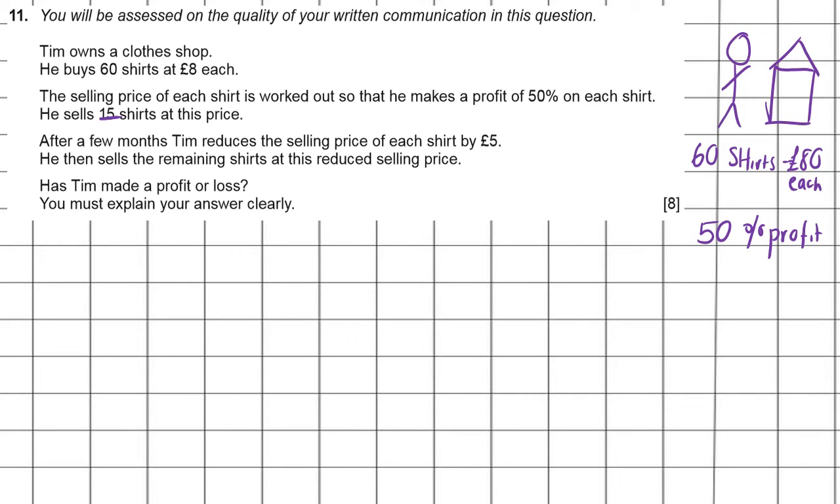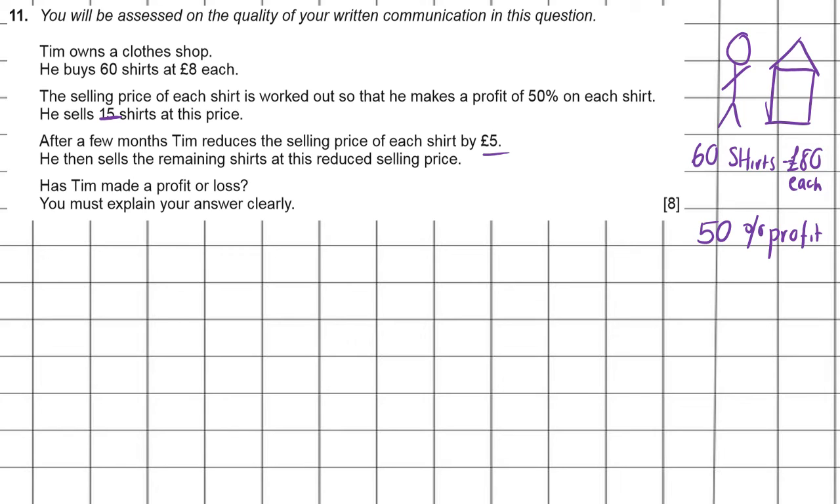And he sells 15 shirts. After a few months, Tim reduces the selling price of each shirt by £5. He then sells the remaining shirts at this reduced selling price. Has Tim made a profit or loss? You must explain your answer clearly.